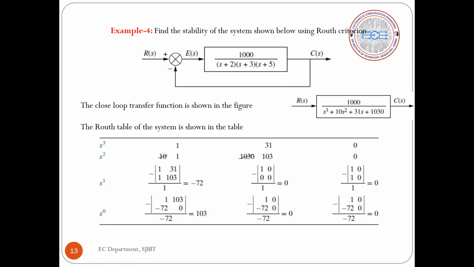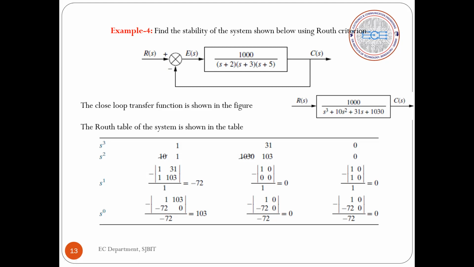Now, how do we comment on the stability? I should look into the first column. What is the first column here? This is the first column of the Routh-Hurwitz table. I have the first element as plus 1, second element as plus 1, third element as minus 72, and fourth element as plus 103. So how many sign changes are happening here? From here to here, plus has become minus, and from here to here, minus has become plus again.